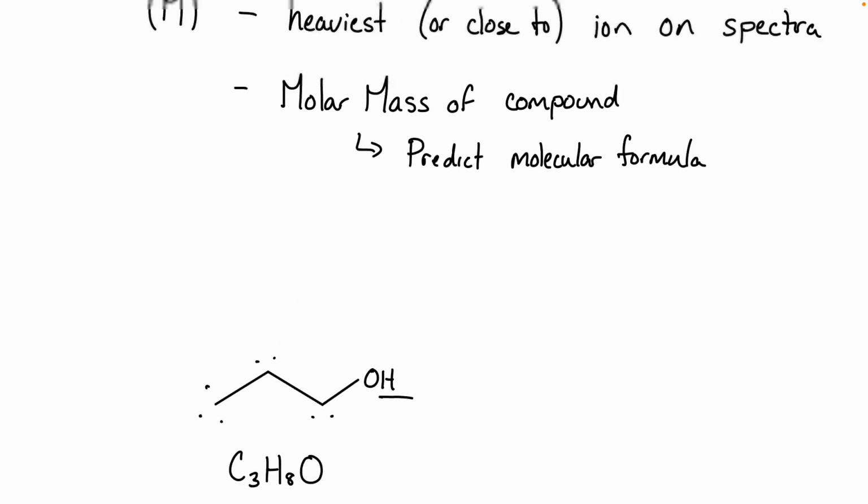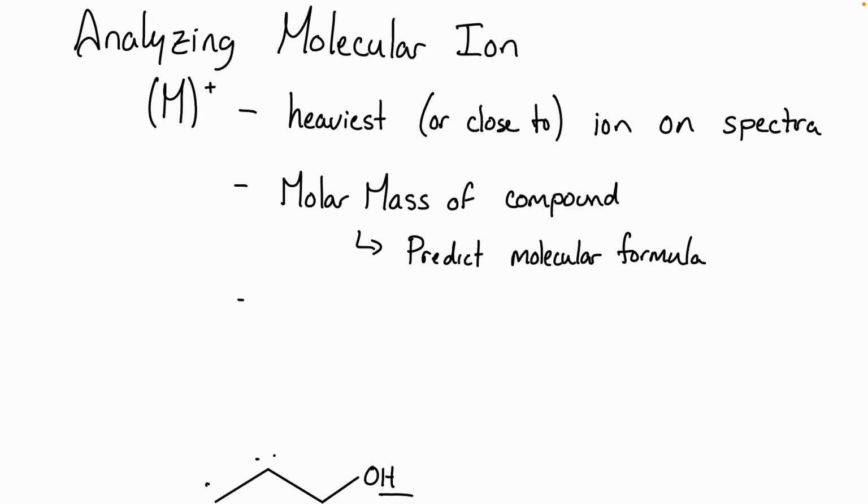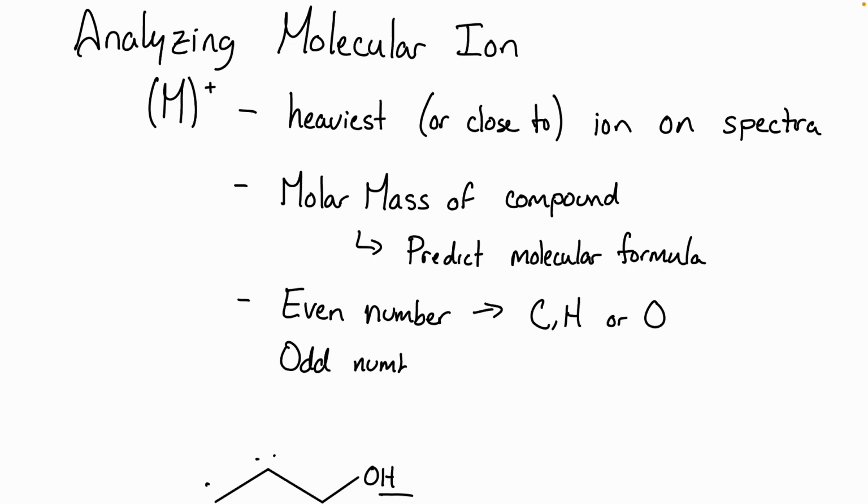So the bottom line is, what can we understand from our molecular ions? If we have an even number, that implies that we only have carbons or hydrogens, or maybe an oxygen in there as well. But if we get an odd number, we have carbons, hydrogens, and a nitrogen in there. So an odd-numbered molecular ion is an indication of the presence of a nitrogen, something real quick we can see just by looking at that table.